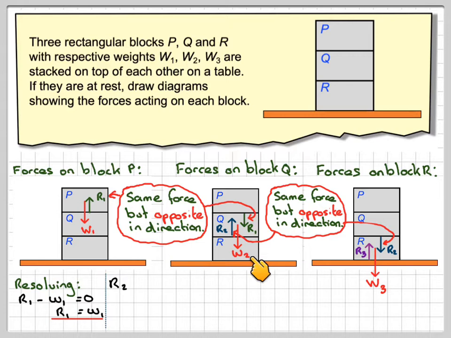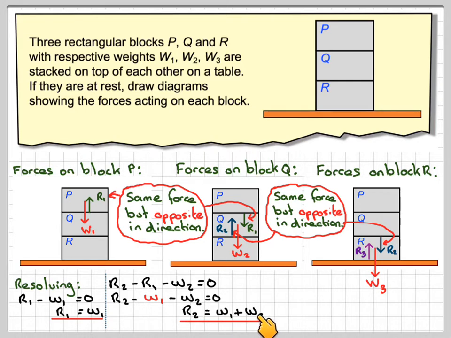Right, now consider the second case. We've got R2 acting upwards, minus R1 acting downwards, minus W2 acting downwards, and that's equal to 0. Therefore, if we rearrange, R1 is W1, because we know that R1 is equal to W1, so R2 minus W1 minus W2 will be equal to 0, which gives that reaction 2 is W1 plus W2. Therefore, we can see here this reaction is actually the resultant of both these weights acting at this particular point.